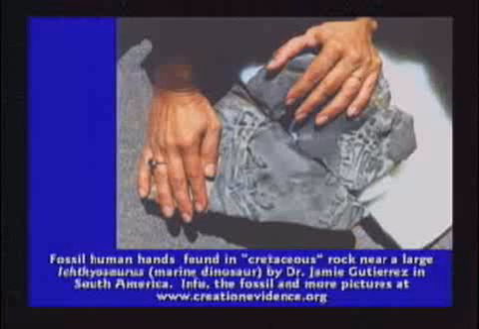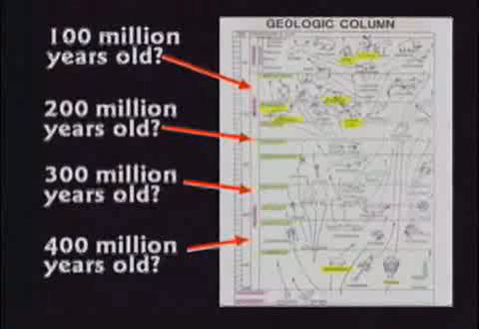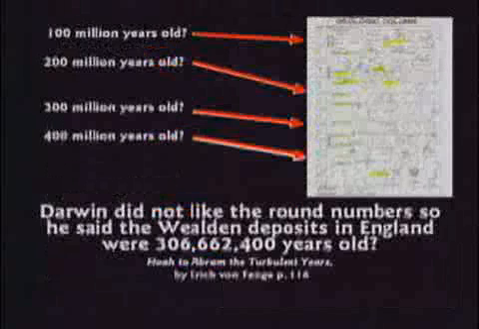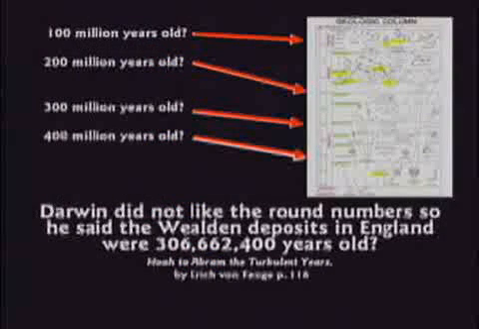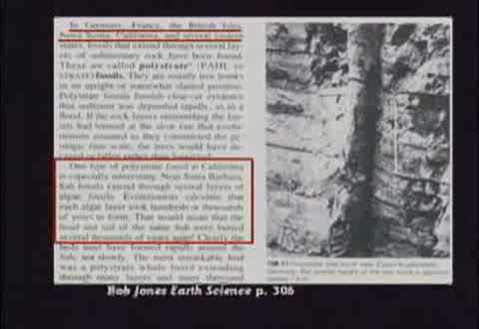Textbooks say the layers are different ages. I'm sorry, that's baloney. Now, Charlie Darwin didn't like round numbers. He said the Wealdian deposits are 306,662,400 years old. How he knows is anybody's guess. But here they are telling the kids the layers are different ages, and yet all over the world, petrified trees are found, like this one, standing up, connecting different rock layers.